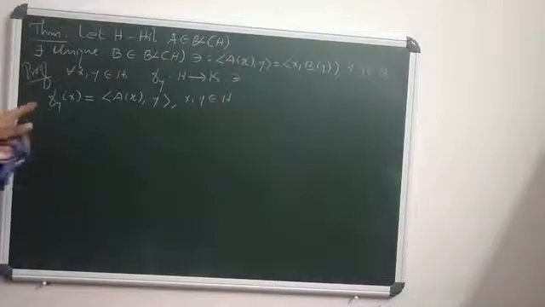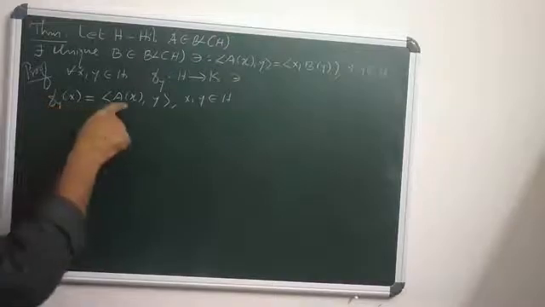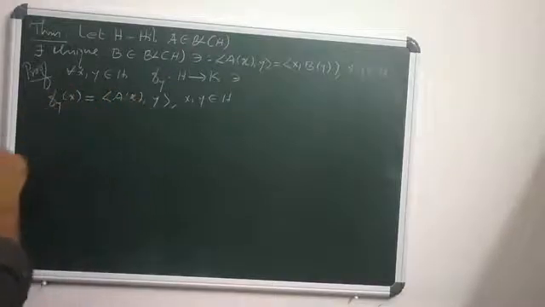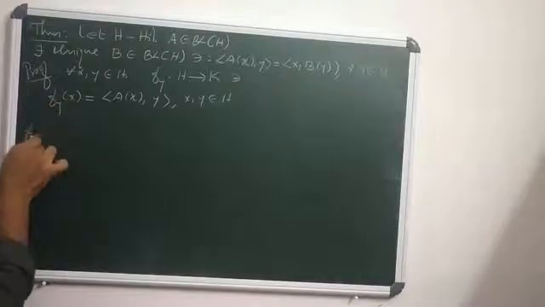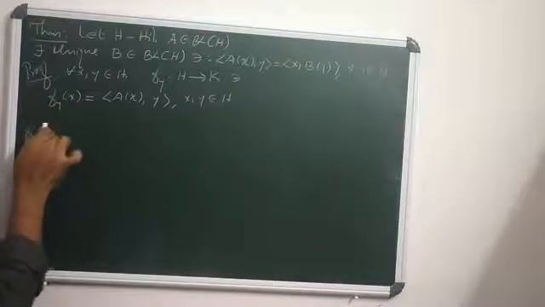So is Fy linear? Sure. Why? Fy of x1 plus x2 is the inner product of A(x1 plus x2) with y. Since the inner product is linear, the linearity is already preserved. So what is Fy of alpha x plus beta?